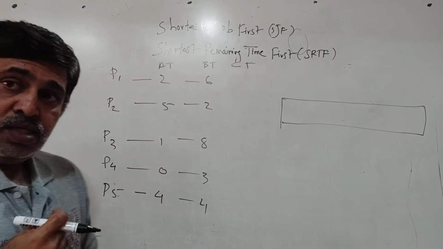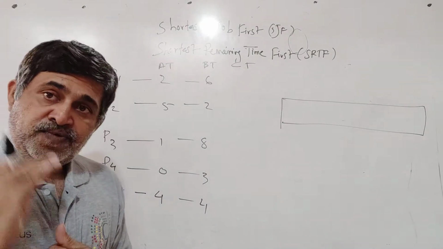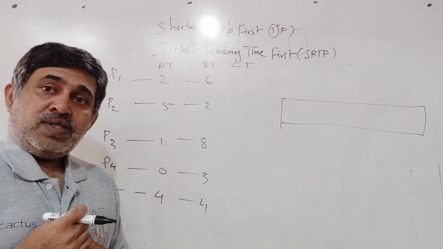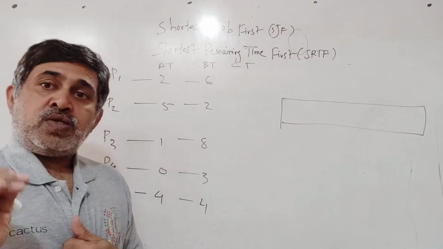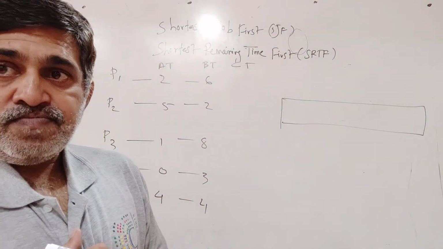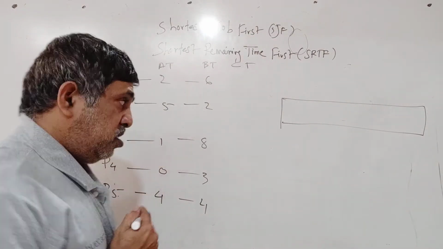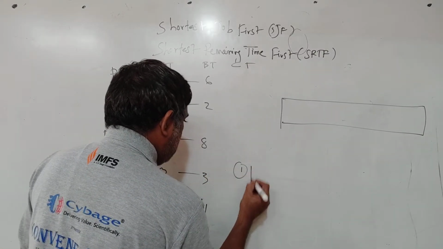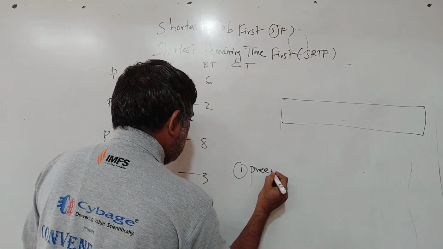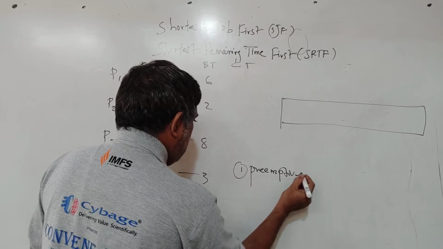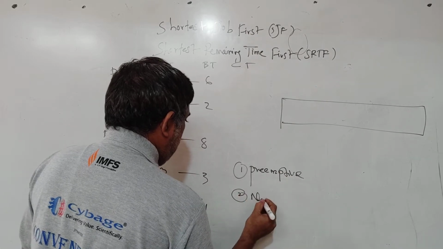To begin with, we should first know that SJF algorithm can be solved using 2 different methods. First is the preemptive method, and the second is the non-preemptive method.